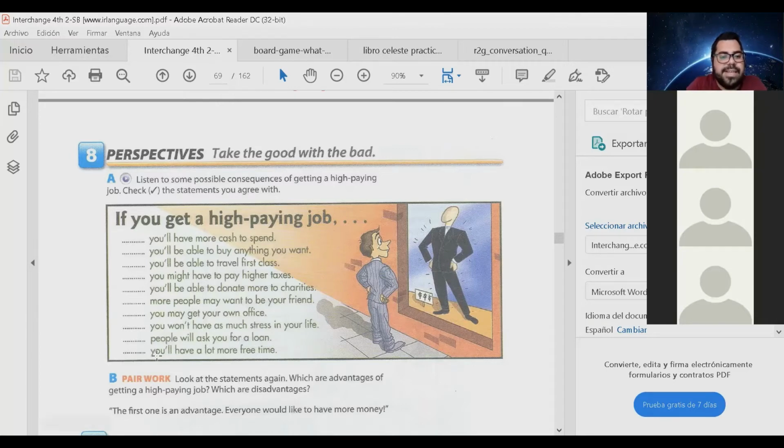Of course, yes. And finally, this one, you'll have a lot more free time. Maybe. That's not true, guys. That's not true. Or if you are a retired person.